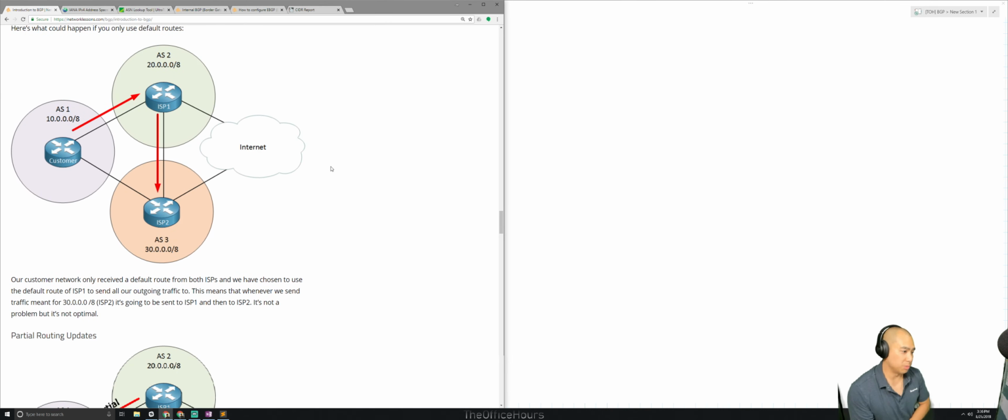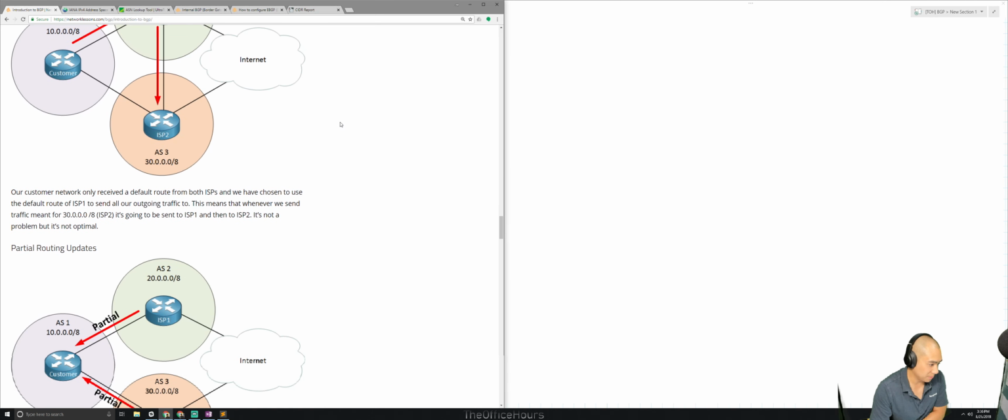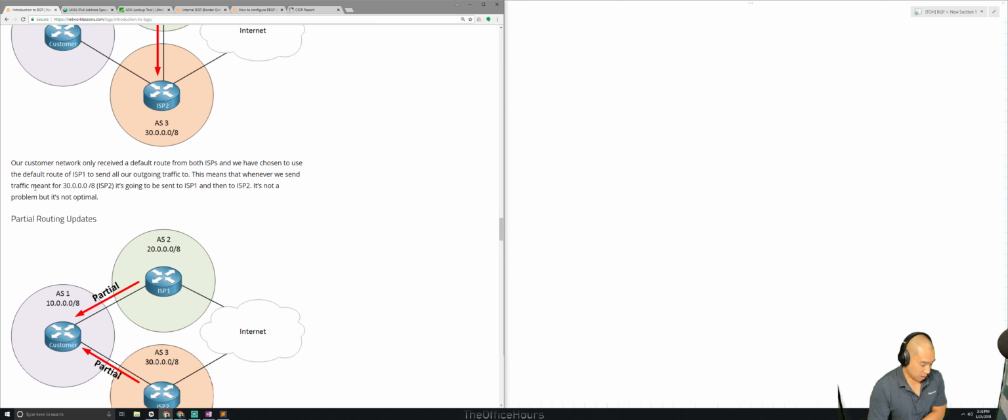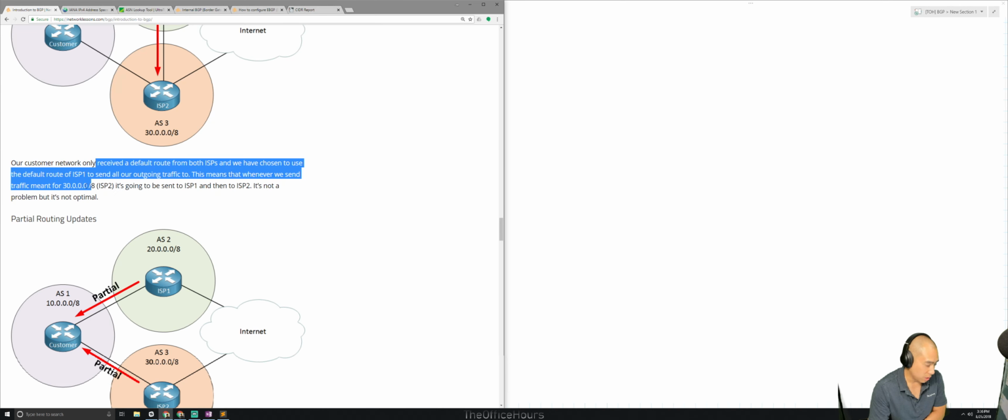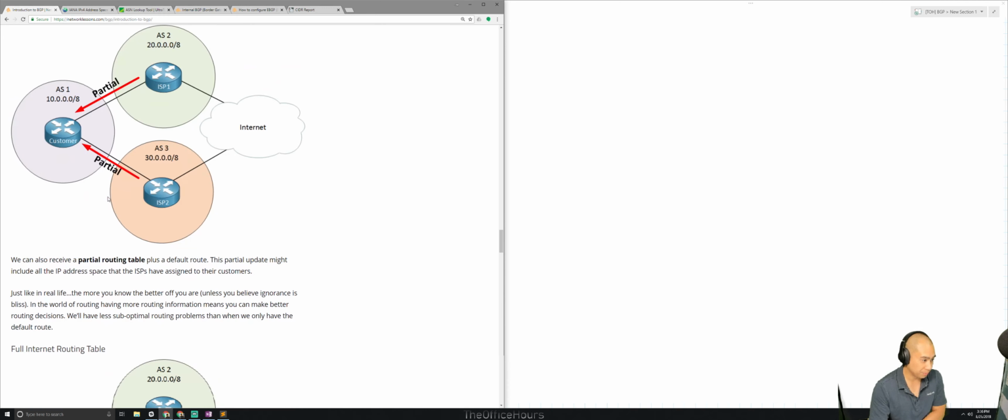Alright, so customer sends all their data to AS2, ISP1, which sends it to AS3, which probably goes to the internet. Our customer network only receives a default route from both ISPs, and we have chosen to use our default route of ISP1 to send all our outgoing traffic to. This means that whenever we send traffic meant for 30/8, it's going to be sent to ISP1, then ISP2. It's not a problem, but it's not optimal.